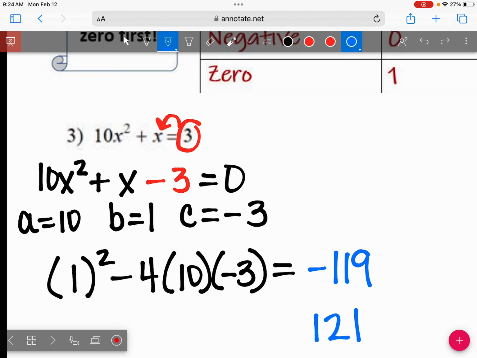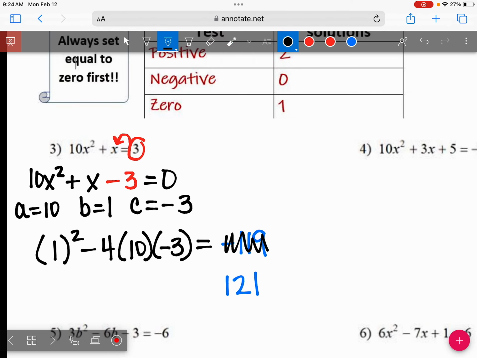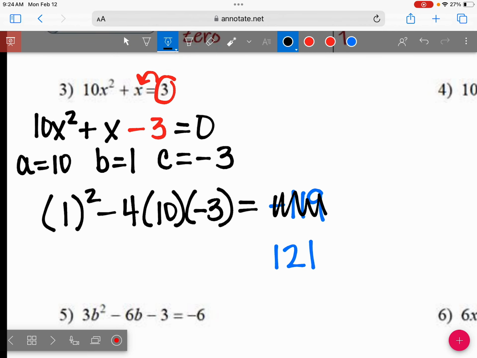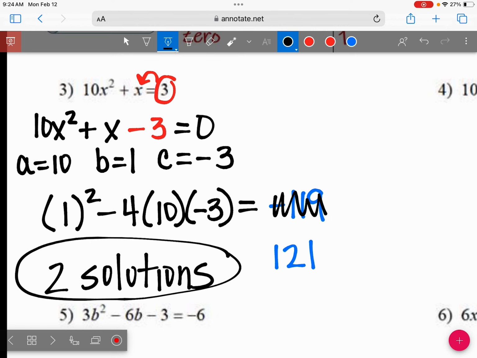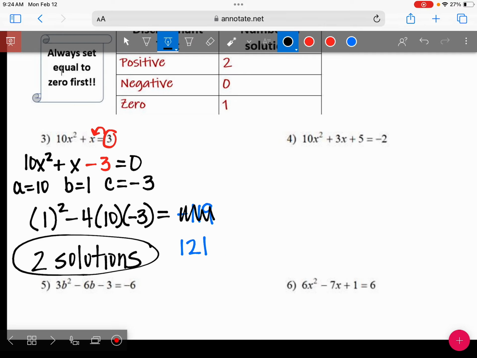All right, so the answer is positive 121. Because it's positive, what does that tell us? How many solutions do I have? 2 solutions. Anytime you get a positive number, that means that we have 2 solutions. Let's look at 4.